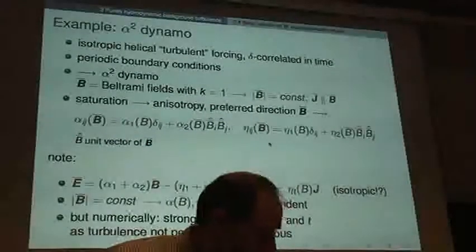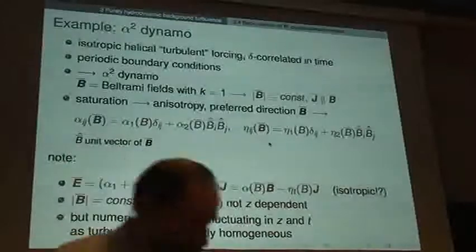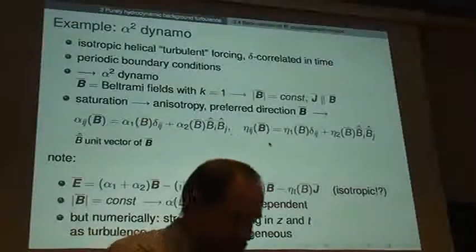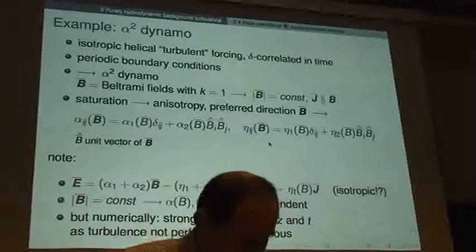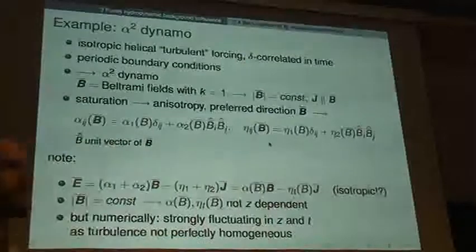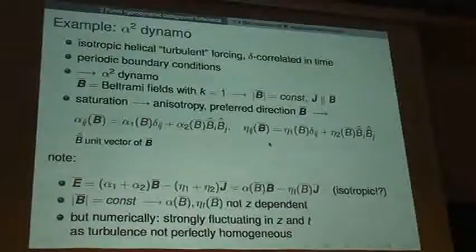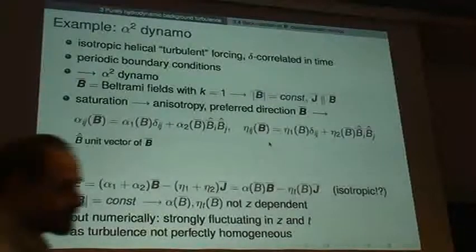Numerically we have a lot of fluctuations in the game. This is simply expressing the fact that such a sort of forcing is not precisely isotropic, is not precisely homogeneous. It's only up to a certain level, and what is missing up to perfect isotropy, perfect homogeneity, is expressing itself in these fluctuations in z and t.